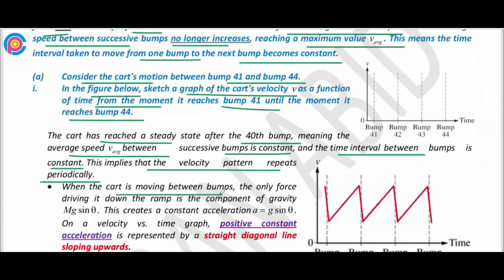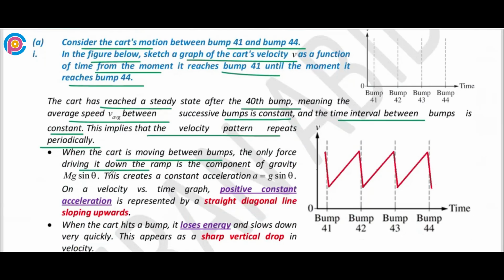When the cart is moving between bumps, the only force driving it down is the component of gravity, mg sine theta. This creates a constant acceleration, a equals g sine theta. In the velocity-time graph, positive constant acceleration means an increase in velocity with time, so it is represented by a straight diagonal line sloping upward. We have highlighted this one.